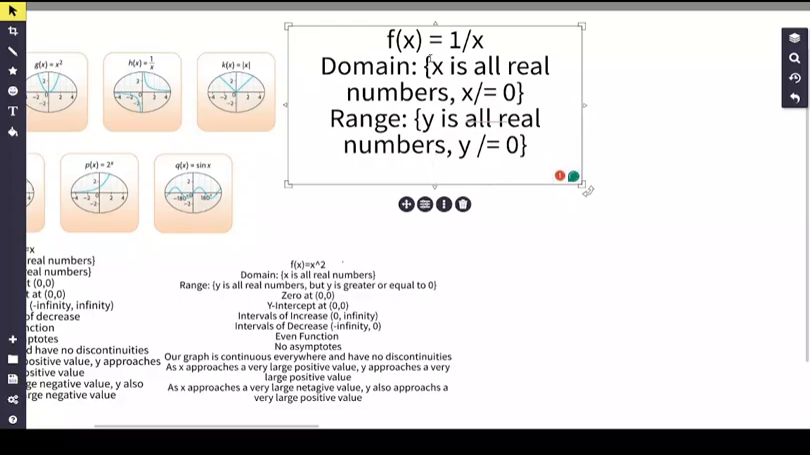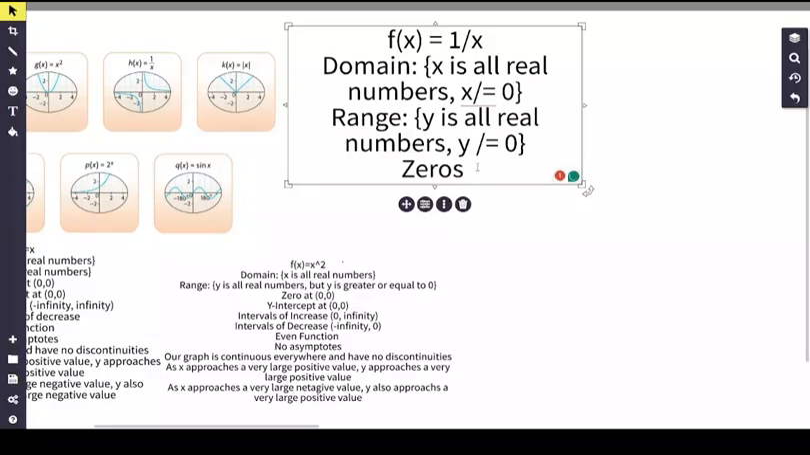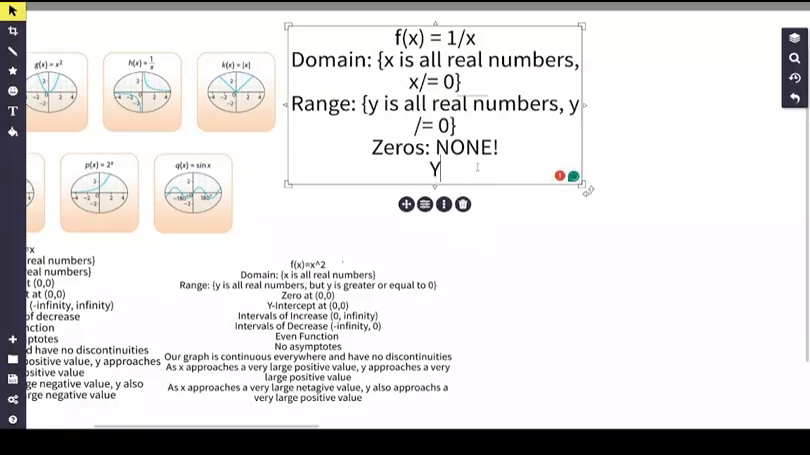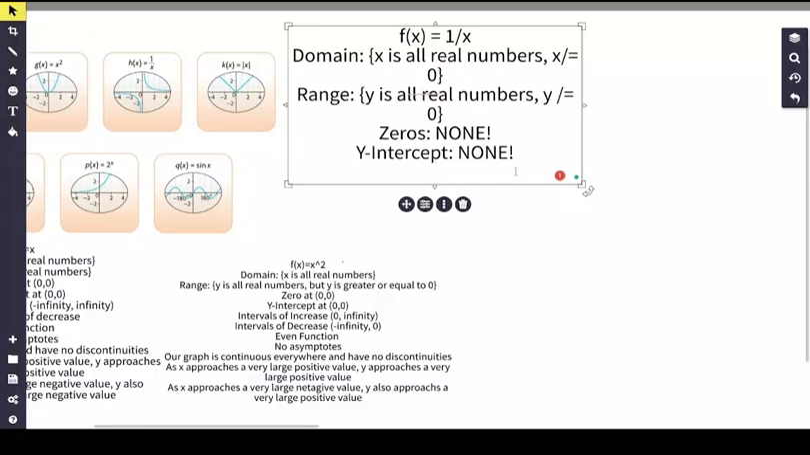Let's go ahead and check zeros. Notice, because y never equals 0, we will have no x-intercept. And our y-intercept, because x is never 0, means there is also no y-intercept.